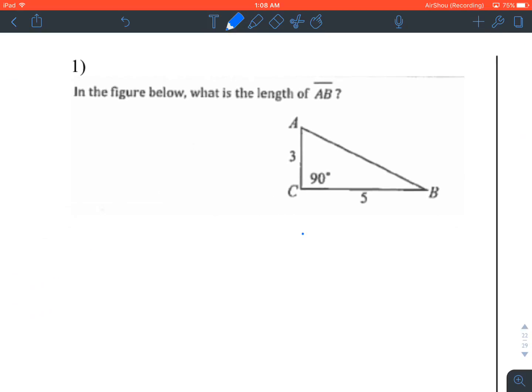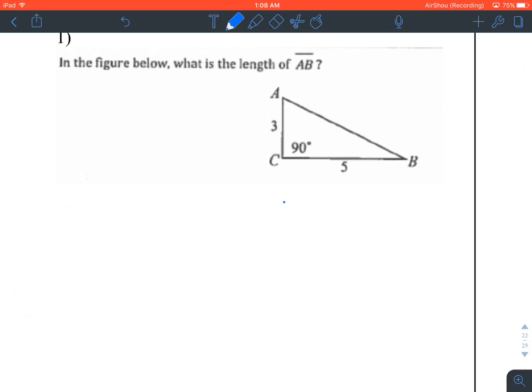Alright, let's get to an example. In the figure below, what's the length of segment AB? Well, at first glance, you might think this is a Pythagorean triple. Hey, there's a 3, there's a 5, this must be a 4. False. A couple reasons why it's false. One, opposite the biggest angle has to be the biggest side. If 90 is your right angle, that's your biggest angle. 4 is bigger than 3, but it's not bigger than 5, so it doesn't make sense. For the Pythagorean triple to work, the 5 has to be the hypotenuse.